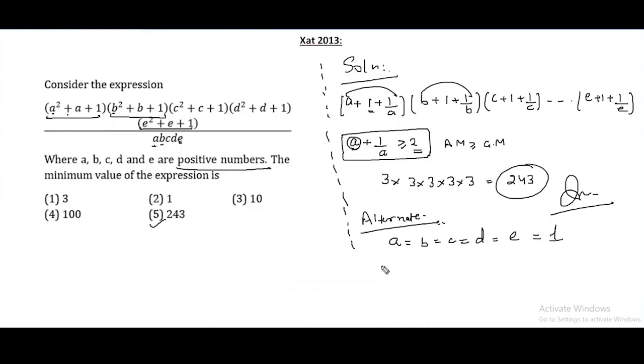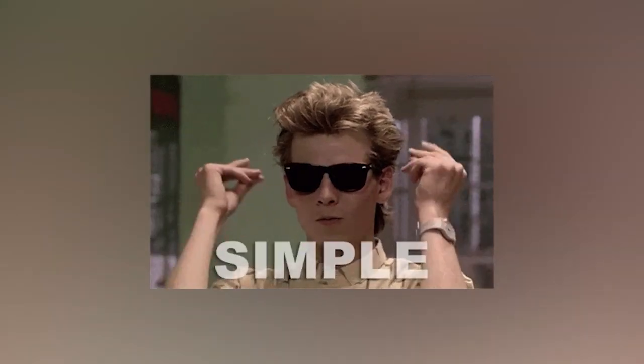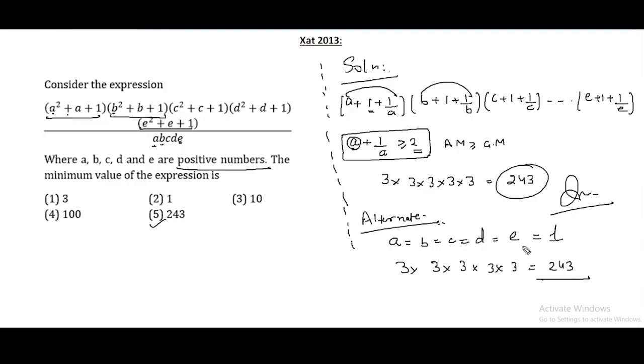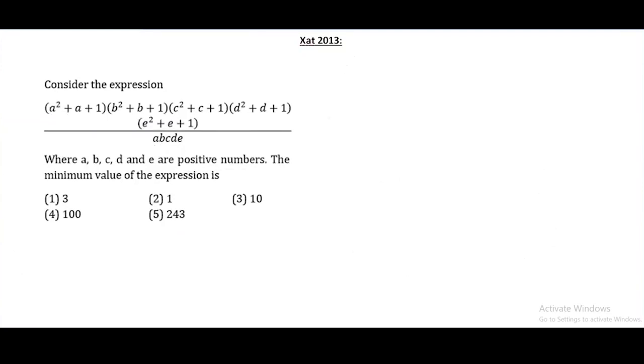So 1 plus 1 plus 1, it's 3. 3 into 3 into 3 into 3 into 3. You will directly get the answer. Answer is 243. Okay, clear? So both the solutions are correct. Either you can convert into the expression or you can replace it with 1. Okay, come to the next question.